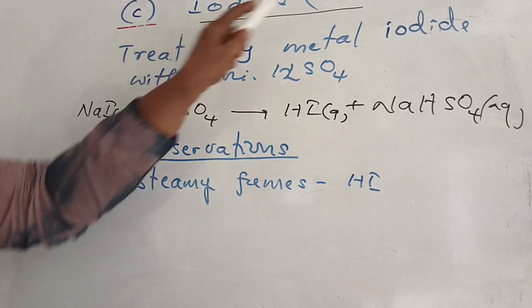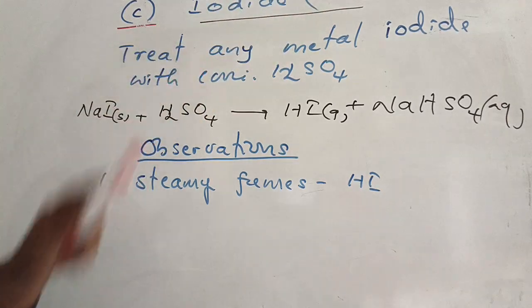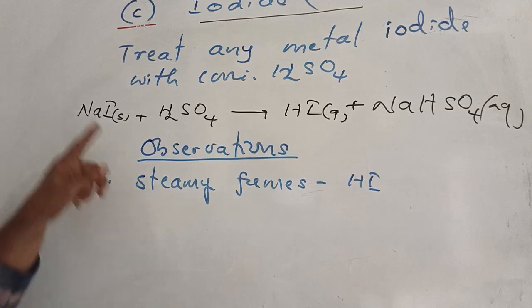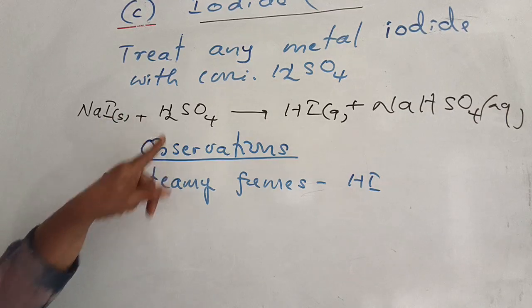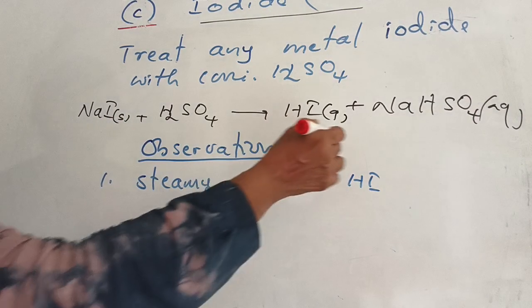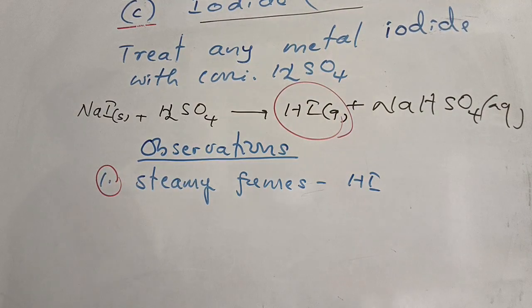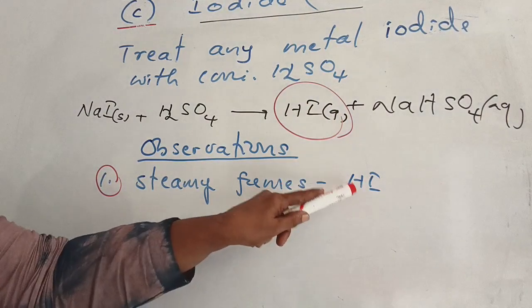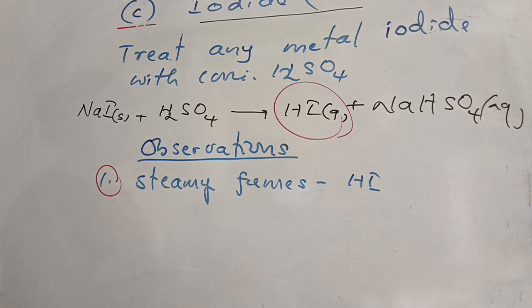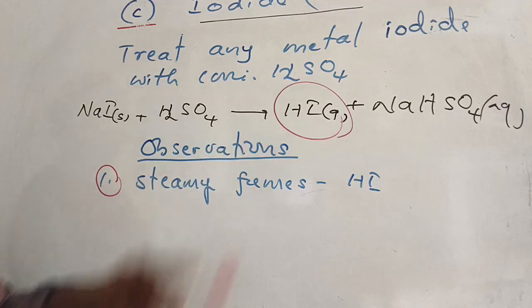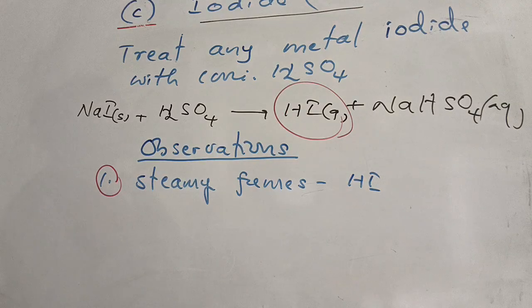Now we take the I minus ion, and treat any metal iodide with concentrated sulfuric acid. I have used sodium iodide with sulfuric acid. Hydrogen iodide gas is generated. Observation number one is steamy white fumes, because hydrogen iodide fumes in moist air. As soon as the hydrogen iodide is generated, it immediately reacts with sulfuric acid, producing further products.